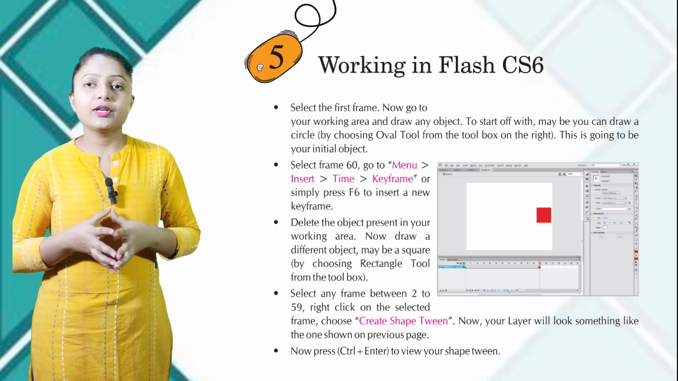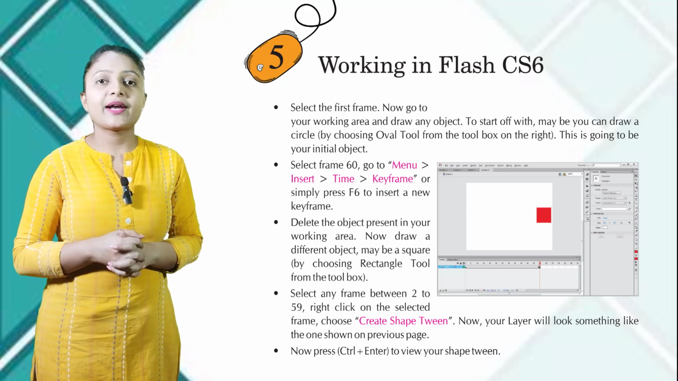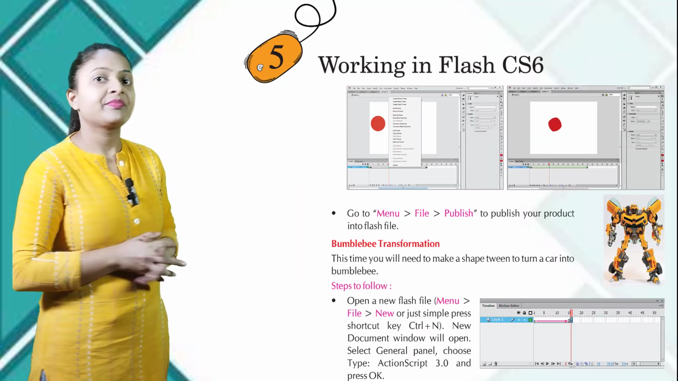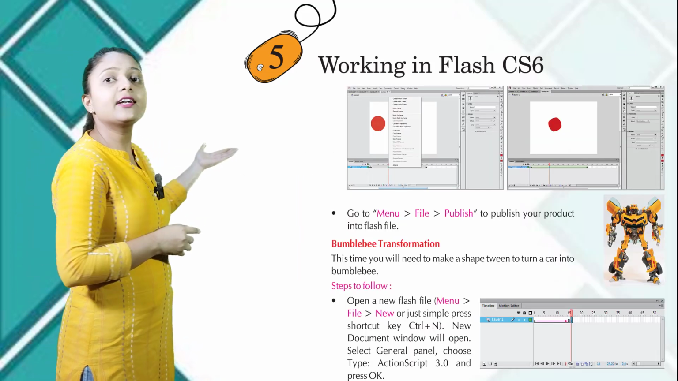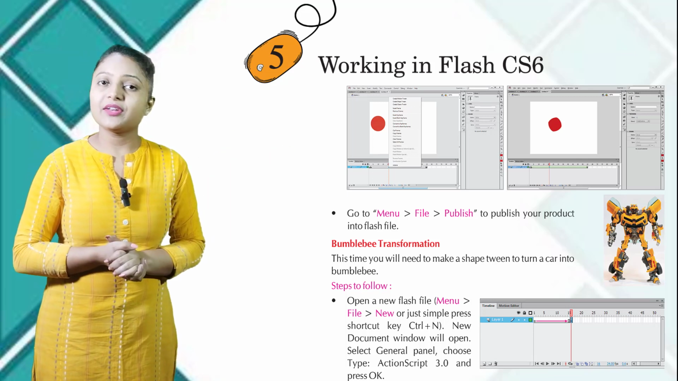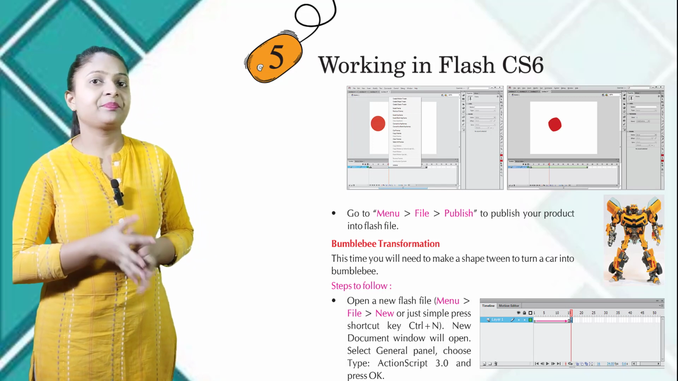Now your layer will look something like the one shown on the previous page. Now press Ctrl plus Enter to view your shape tween. In these images, you can see the interface for all these steps. Go to menu, then file, then publish to publish your product into a Flash file.